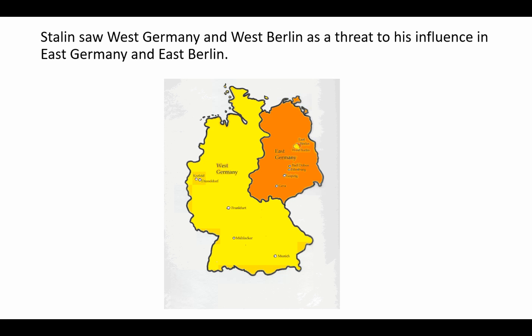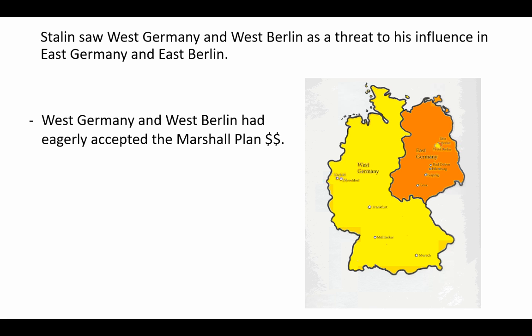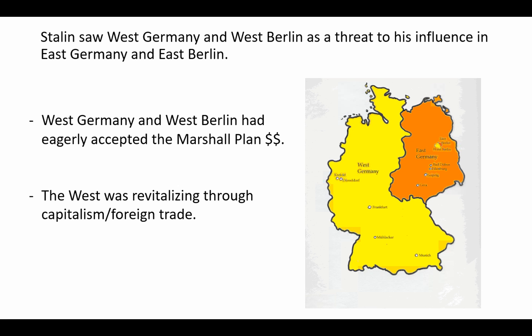Stalin saw West Germany and West Berlin as being a threat to his influence in East Germany and East Berlin. West Germany had accepted a lot of money from the United States through the Marshall Plan, and the West was revitalizing. There was capitalism and plenty of international trade, so the West was becoming richer much faster, whereas East Germany was communist and it was not progressing.